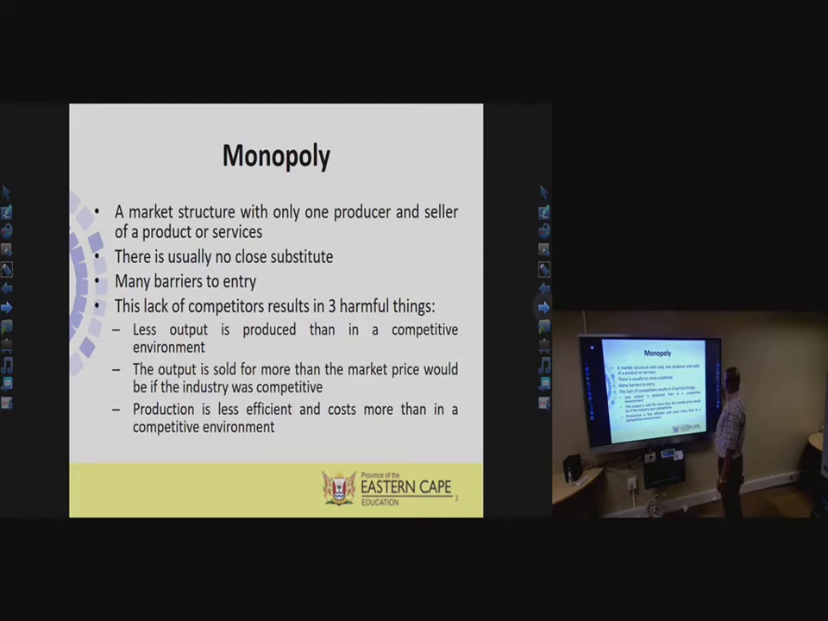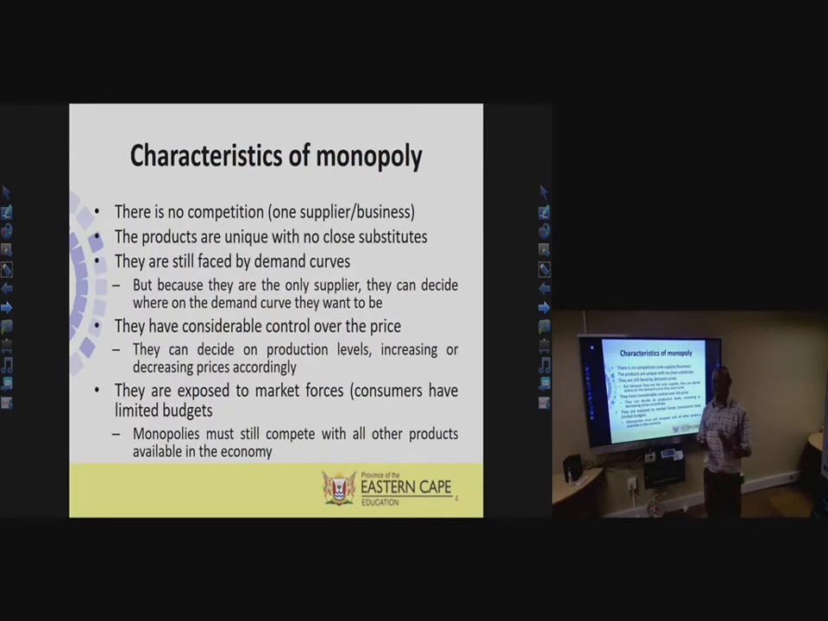Okay, then let's continue with the characteristics of the monopoly. There is no competition. One supplier, one business. Then the products are unique with no close substitutes. As I have already explained, there is no other product which is similar to this particular product.